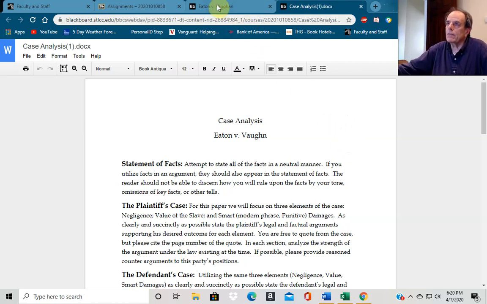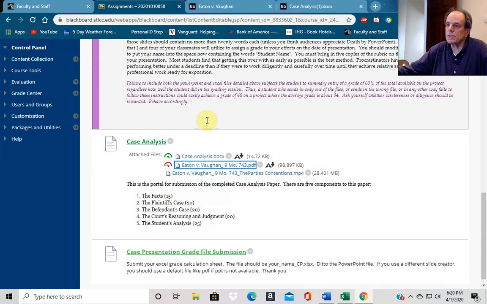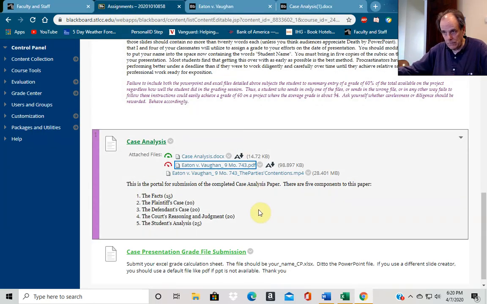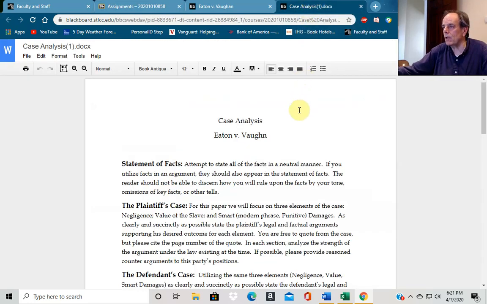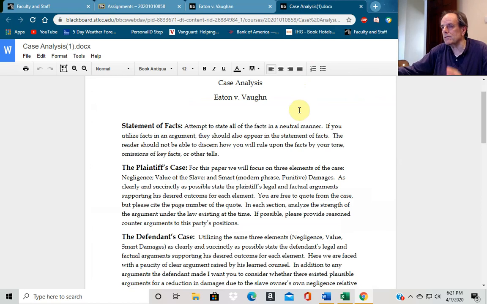Let's begin with the assignment itself. Please notice that the facts are worth 15 points. The explanation of the plaintiff's case is worth 20. The defendant's case is worth 20. The court's reasoning and judgment is worth 20. And the student's final analysis of everything is worth 20. To do all of this, you need to follow the outline that I prepared at Amanda's urging, and that is: make sure that all the facts show up in your statement of facts.